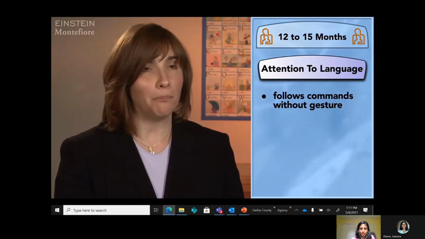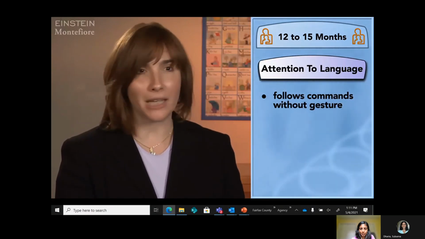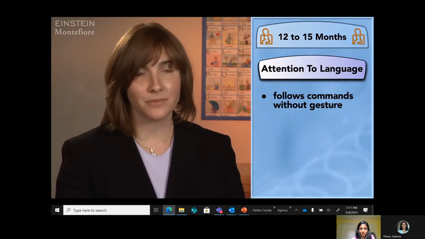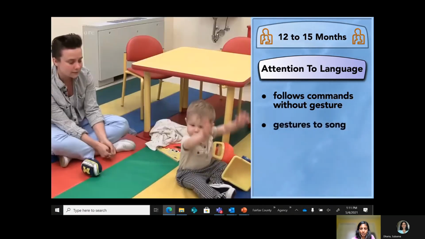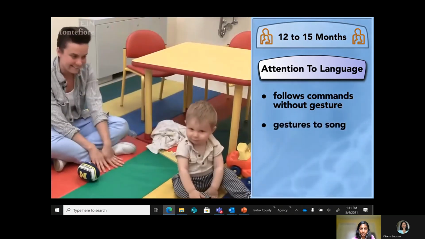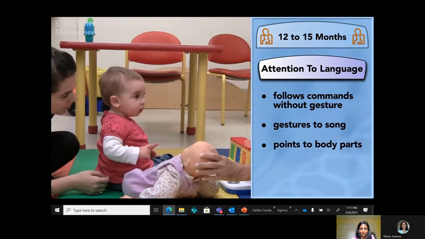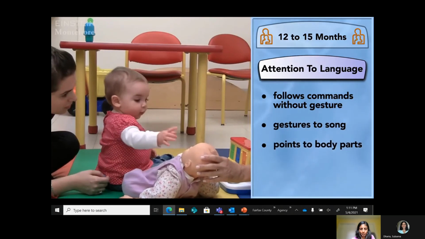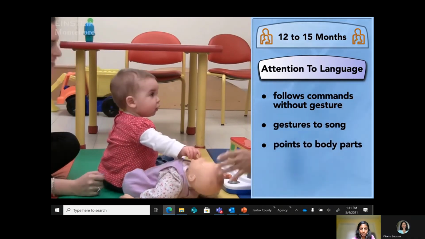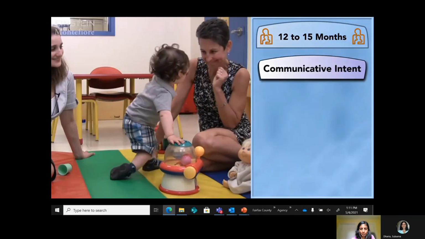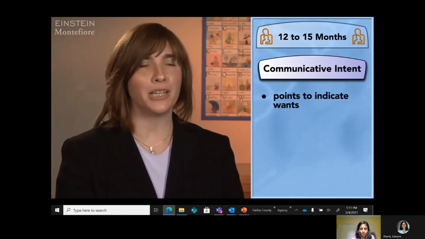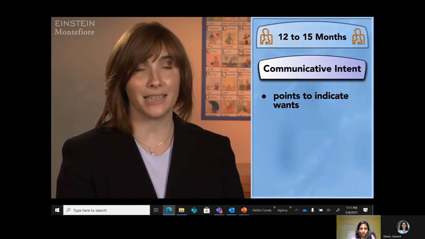Now, when you say bye-bye, baby will just pick up their hand and start waving bye-bye, carrying out the gestures to songs they know. People on the bus go up and down. Pointing to body parts. Where's the baby's nose? Beep. Yeah. In terms of the baby's own ability to communicate, it's a very, very clear communication when a child points at something that they want.